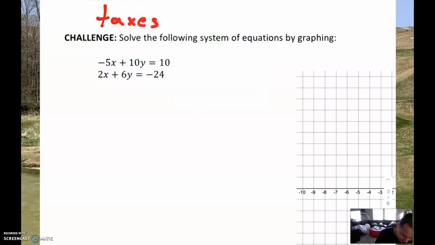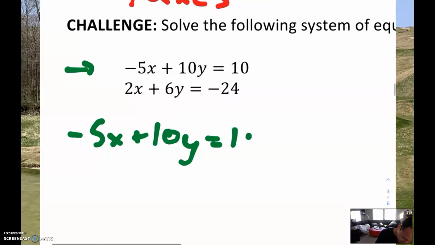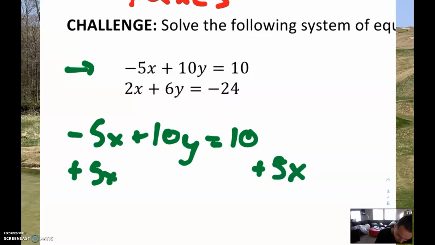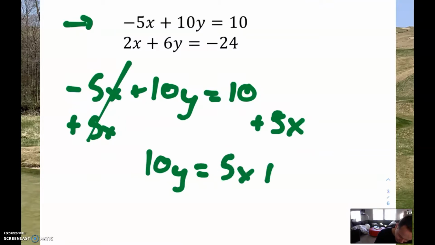I'm going to use that one in green again. We have negative 5x plus 10y equals 10. It's currently in standard form. We don't like standard form, so let's put it into slope-intercept form. And remember, that's where you're trying to get y by itself. So we're going to add 5x to both sides. And then we're left with 10y equals, I'll write the x's first, 5x plus 10.